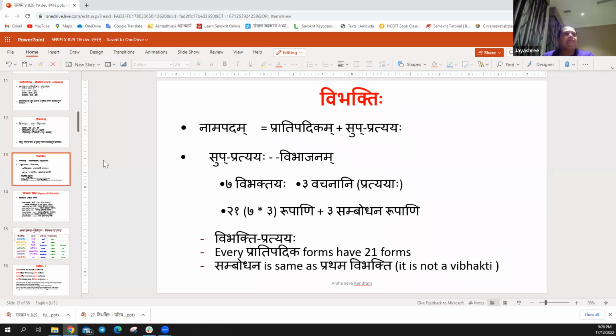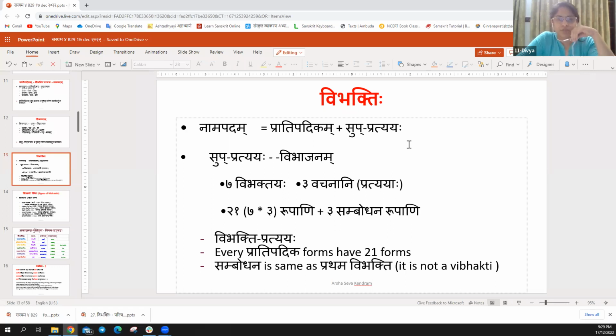Now, Namapadam, Pratipadikam plus Supratyaya. This is the division of Supratyaya. We have 7 vibhaktis. Actually, one of you can read this instead of me saying everything. Divya Mahodaya, you can please. Vibhakti. Namapadam is Pratipadikam plus Supratyaya. Supratyaya Vibhajanam. Sapta Vibhaktiyaha.